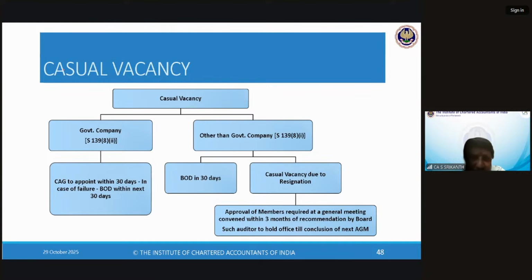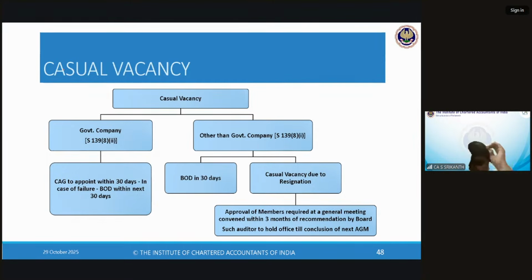For a casual vacancy, for a government company, first let's finish government company. Obviously, who appointed the auditor in the first place? CAG. Now, if there is a casual vacancy, you inform the CAG, fold your arm and wait. Within 30 days, CAG has to appoint. In case the CAG does not appoint within 30 days, board of directors within 30 days. So what you should understand, casual vacancy can be filled by the board of directors. Are you able to understand? For a government company, any casual vacancy can be filled by the board of directors. Initially, CAG. If the CAG does not appoint within 30 days, then board can itself appoint within 30 days, and that's the end of it.